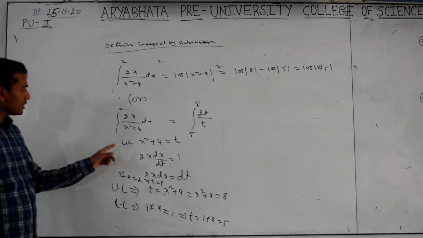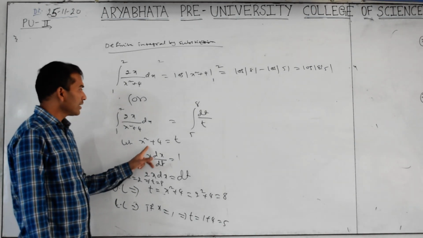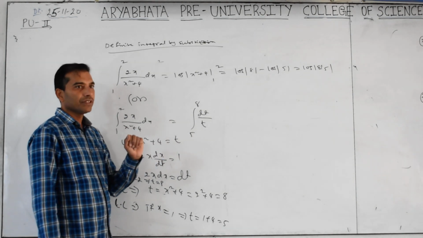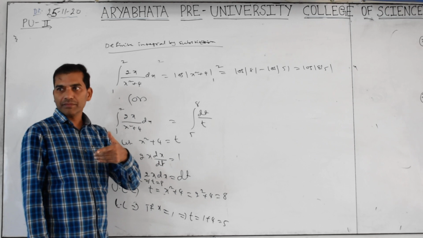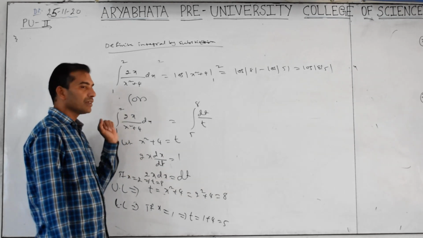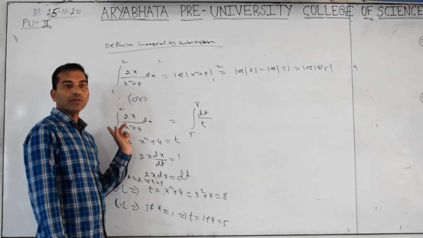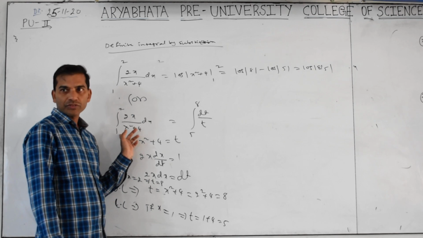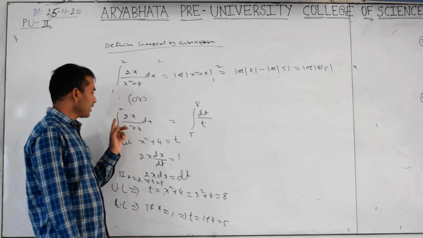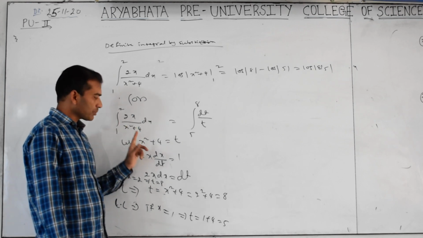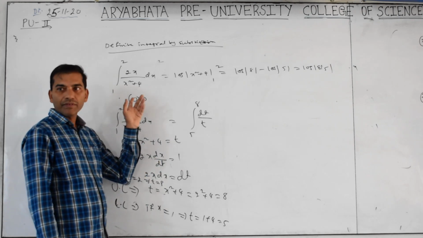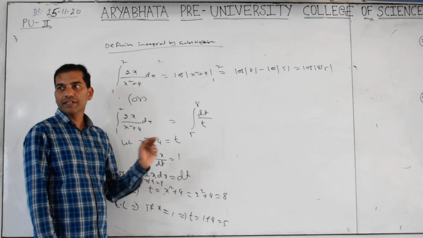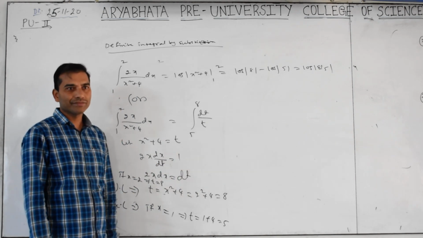So when you use the substitution method, you should change the limits. Most of the students, by tension in exam, will neglect these upper and lower limits. So be careful when doing the definite integral. While using the substitution method for a definite integral, you should change the limits in terms of t, otherwise a wrong answer will result.